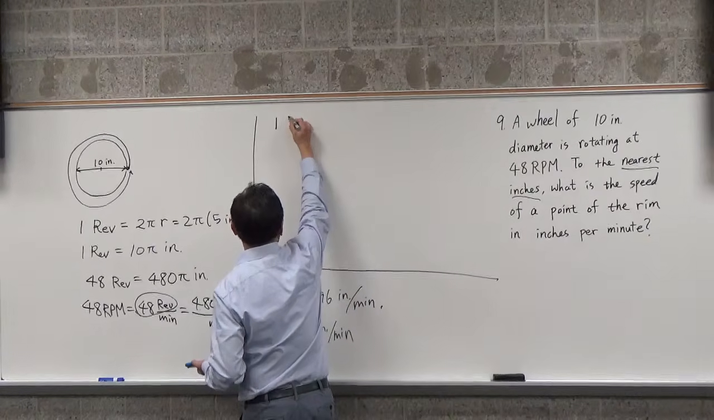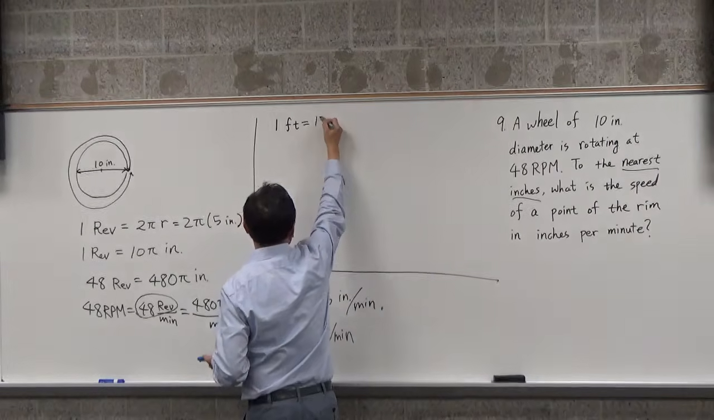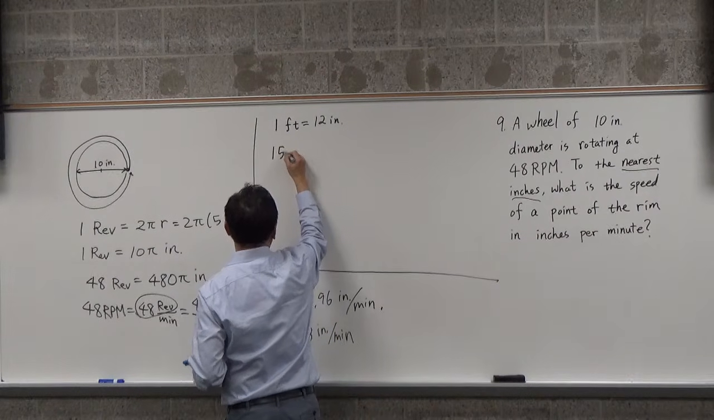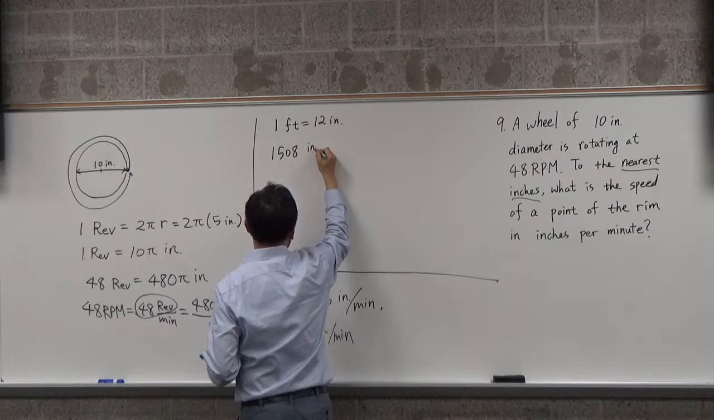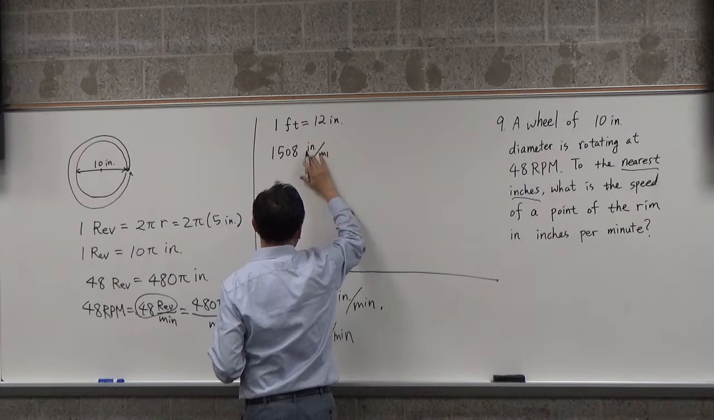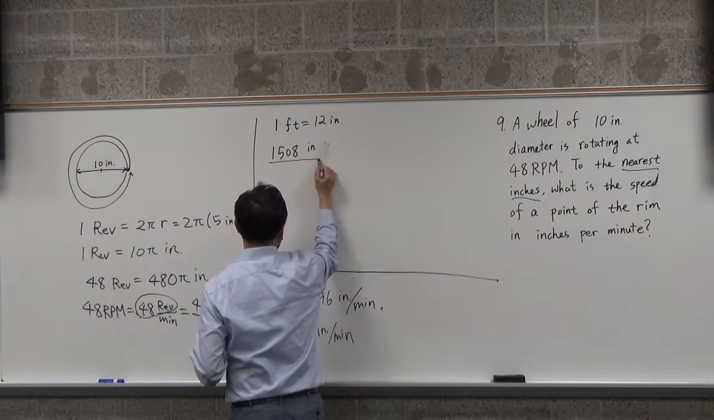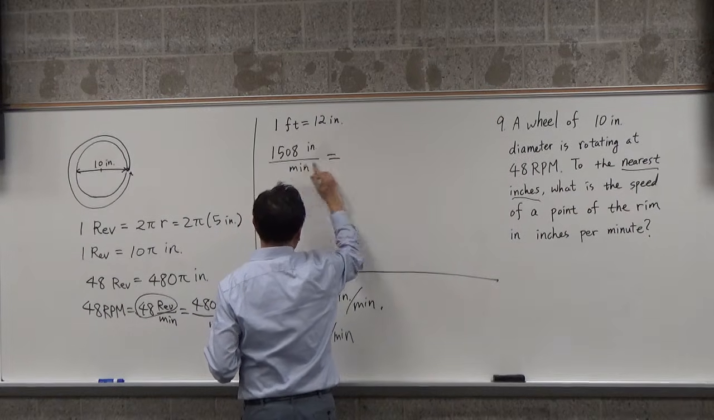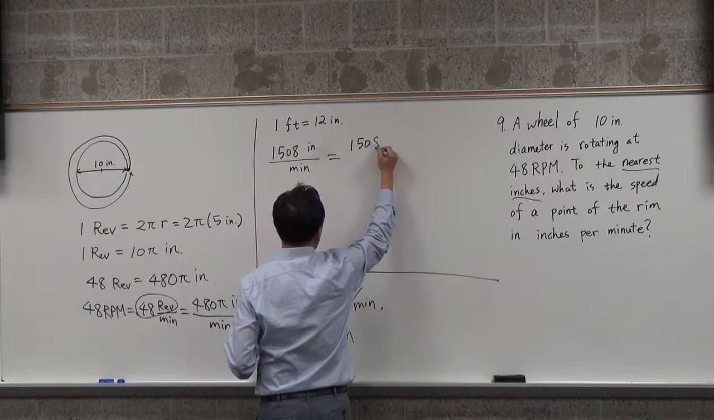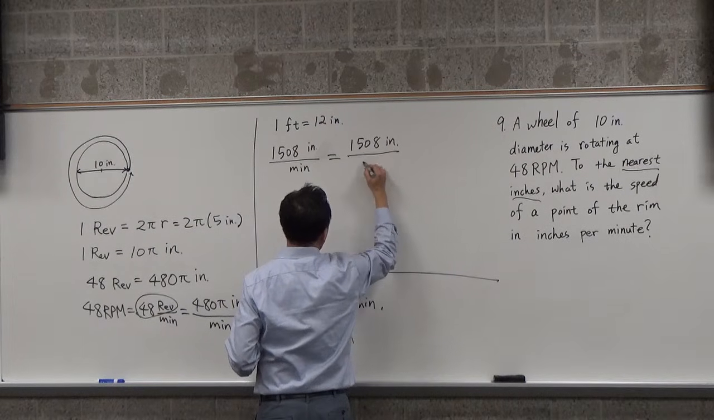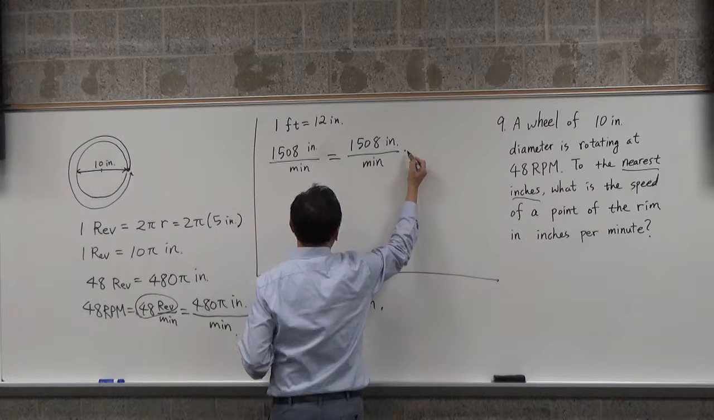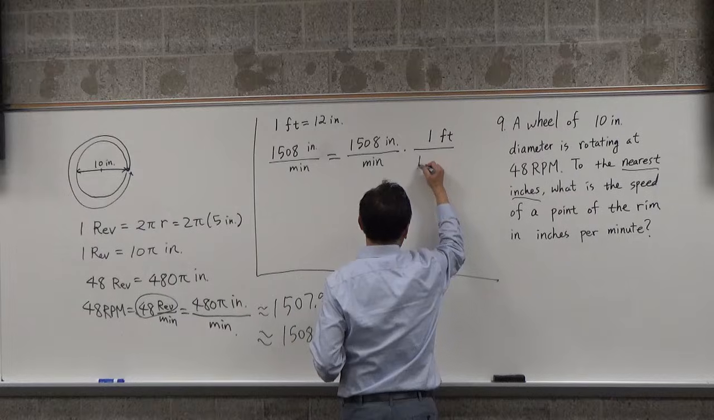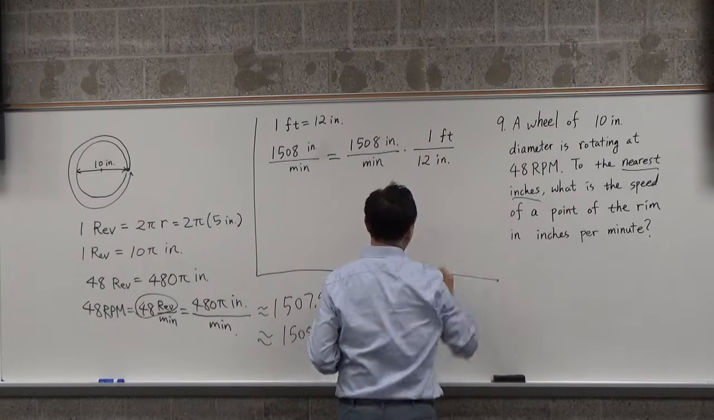We know that 1 foot is equal to 12 inches. And therefore, if we have 1508 inches per minute, you can say this is equal to 1508 inches per minute times 1 foot over 12 inches.